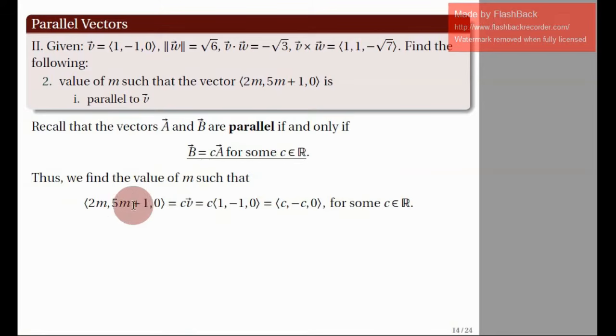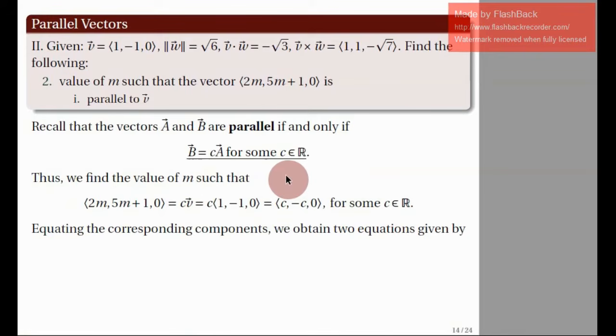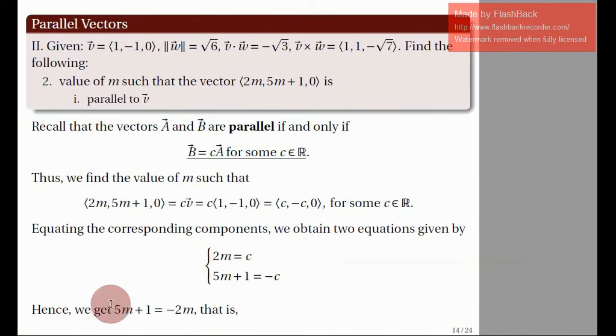Equating two vectors means that we are equating their corresponding components, and so here we obtain a system of equations given by 2m equals c and 5m plus 1 equals negative c. Solving this system, we obtain just one single equation, and it is this one. Solving this single equation, therefore, we can obtain the value for m, and it is negative 1 over 7.